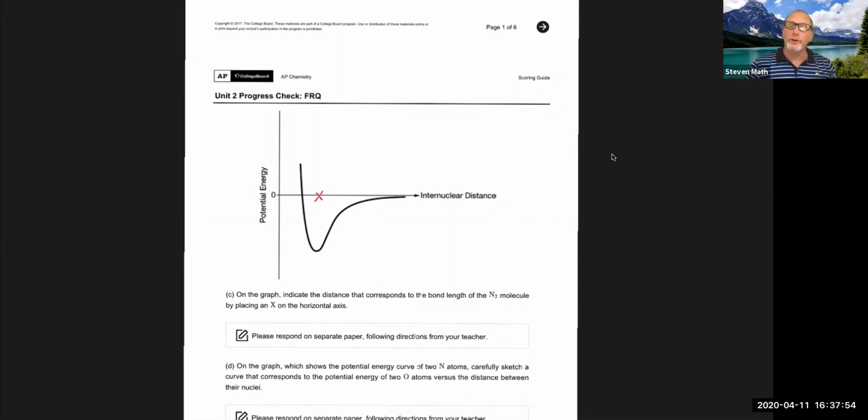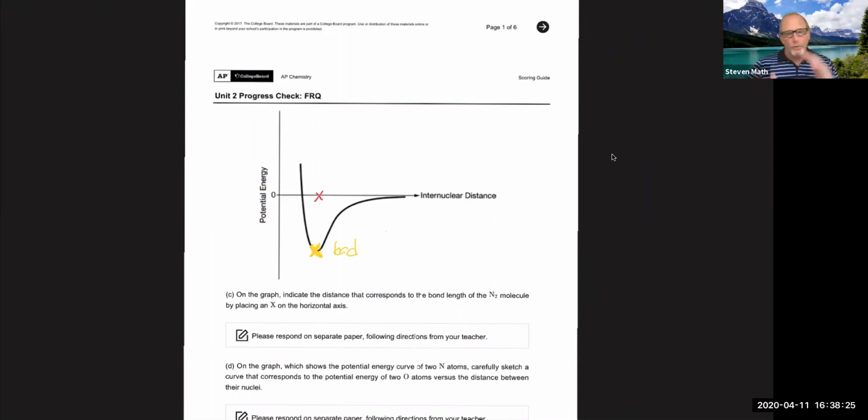What are most of us going to do? Say, hey, show us where the bonding occurred. Oh yeah, the bonding occurred right down here. Sorry, yellow. Right there. There's my X. No. Yellow X, bad. That's not going to be considered a correct answer. It's not on the horizontal axis. Yes, it's where the bonding occurred, but you did not answer the question.